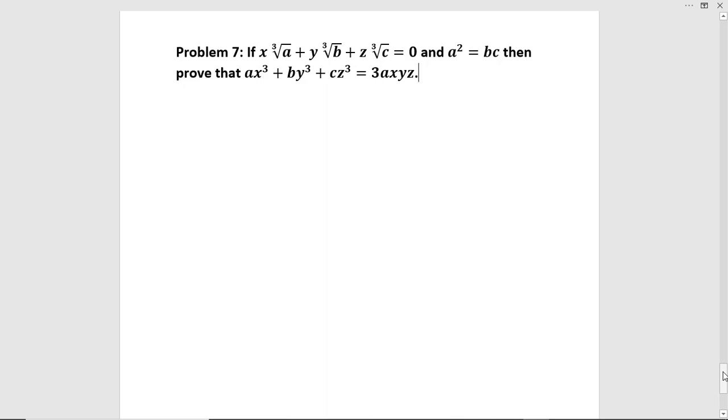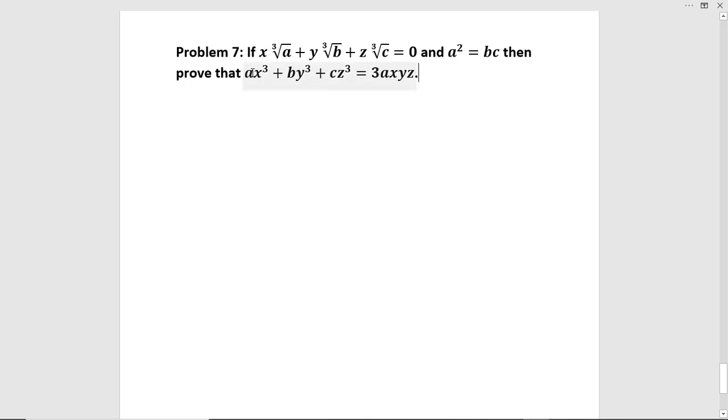So here we are given that x cube root a plus y cube root b plus z cube root c equal to 0. That is an equation, and another equation is a square equal to bc. We have to use these two equations, and we have to prove that ax cube plus by cube plus cz cube equal to 3axyz.